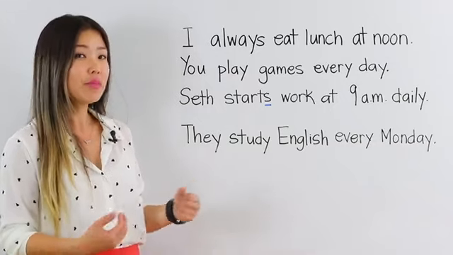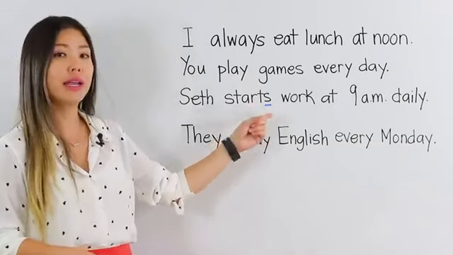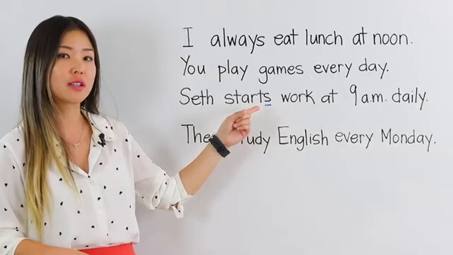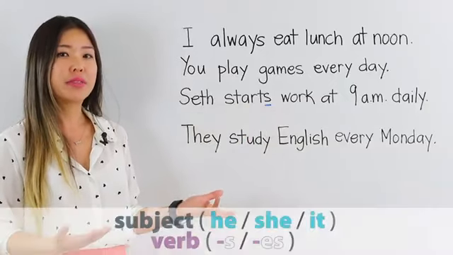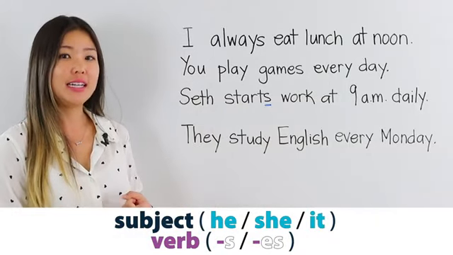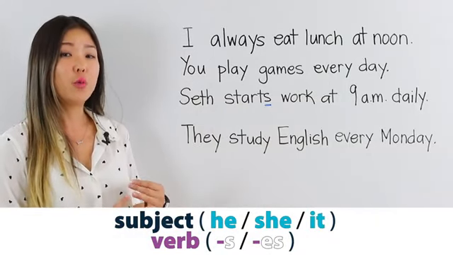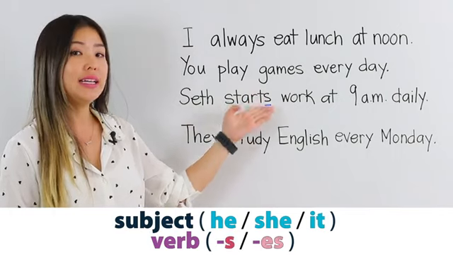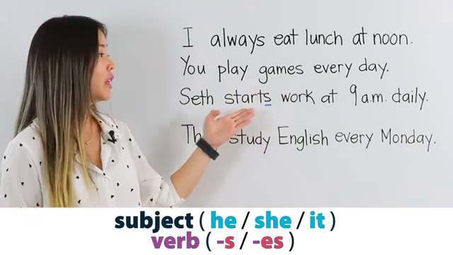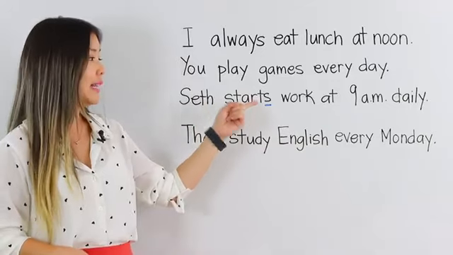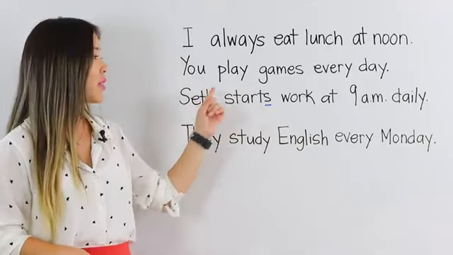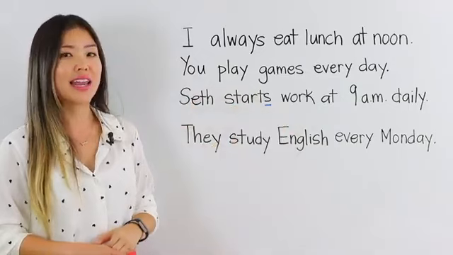Every day. Now you'll notice I put a blue line under the S in starts. Can you figure out why? Well, remember that when the subject of a sentence is he, she, or it, we need to add an S or ES to the end of the verb in the present simple tense. Seth is a he, so we need to add an S. Seth starts work at 9 a.m.